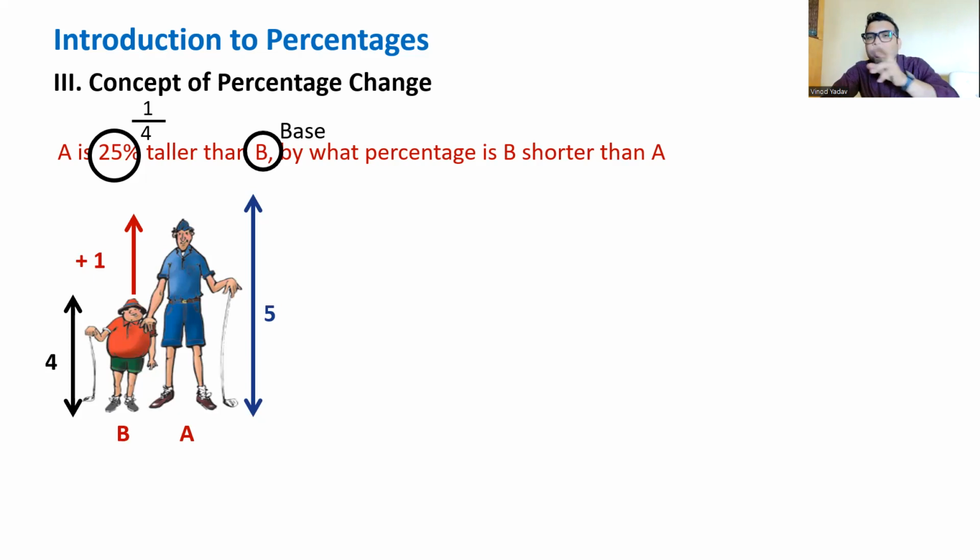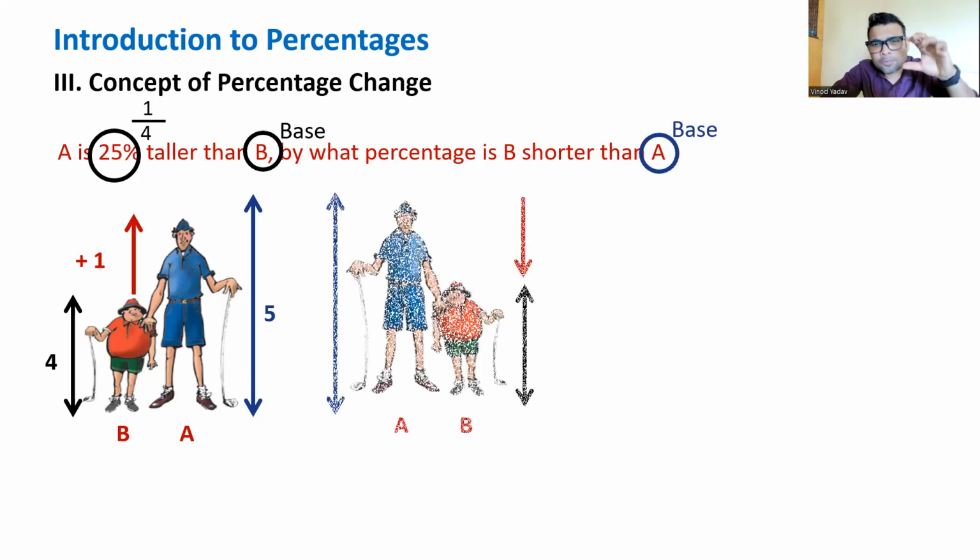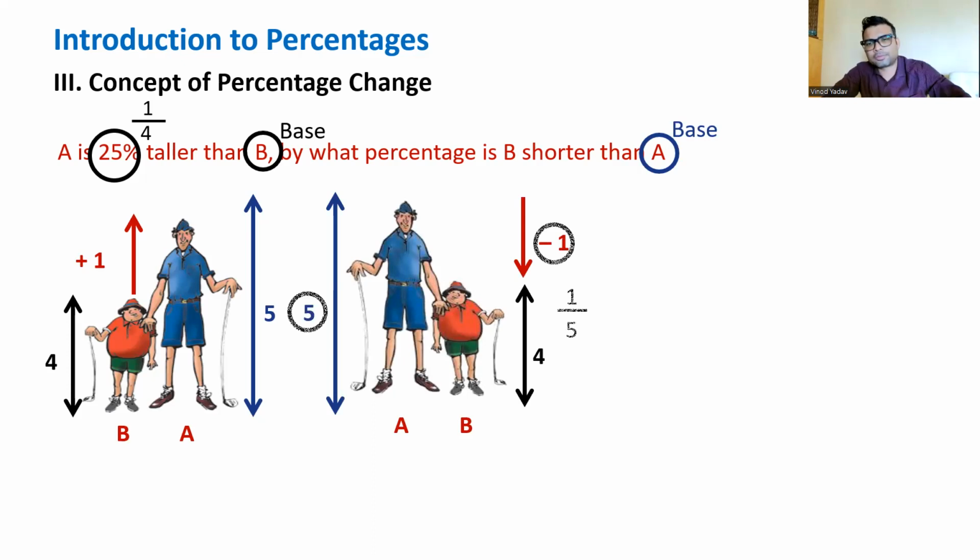Cool. So in the next statement, by what percentage is B shorter than A? Now A is the base and A's value is 5. So now we are comparing with 5. B is 4, A is 5. So B is 1 less than 5, right? So 1 on 5. Just understand the base. Earlier the base was 4, new base is 5. That's it. So change of base. So 1 by 5, which is ultimately 20%. Got it?